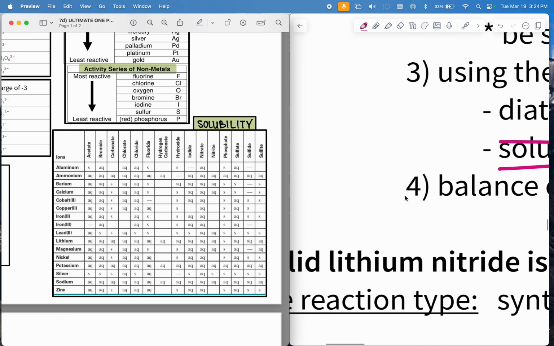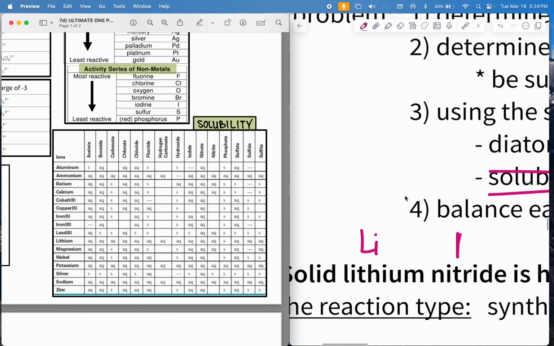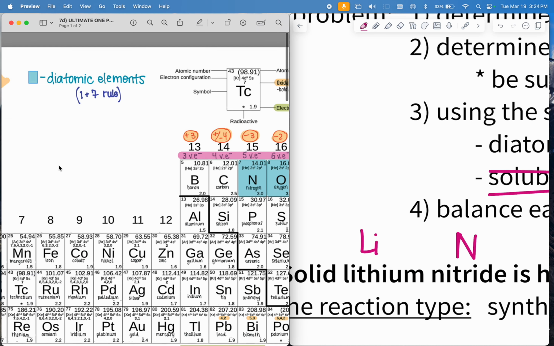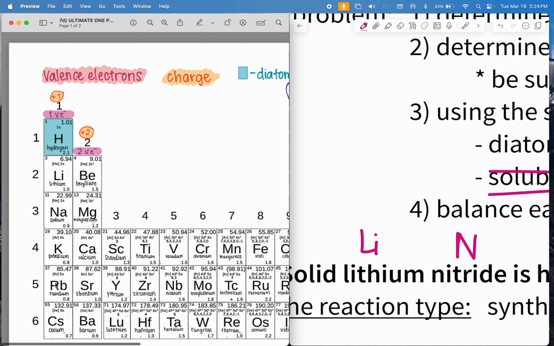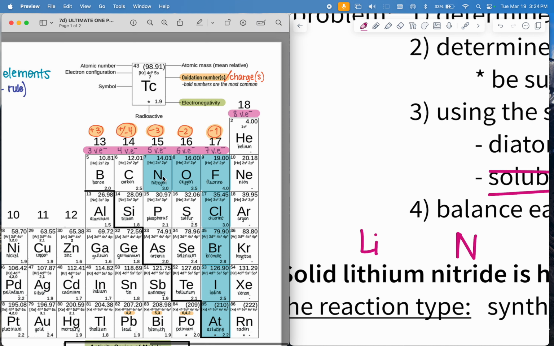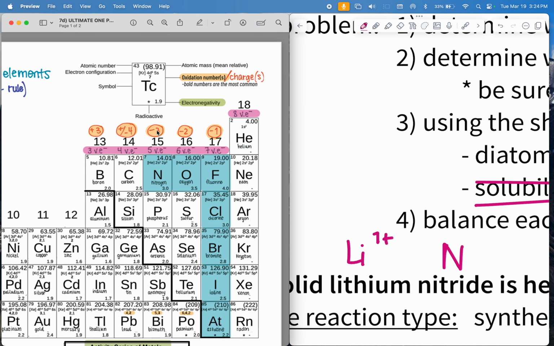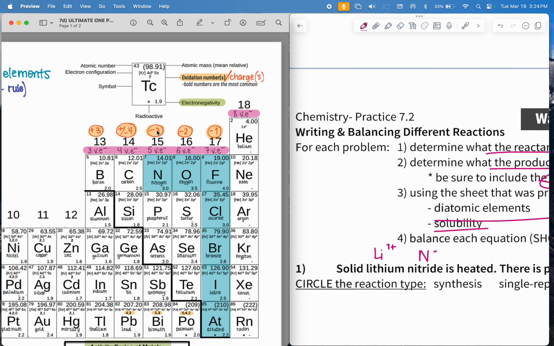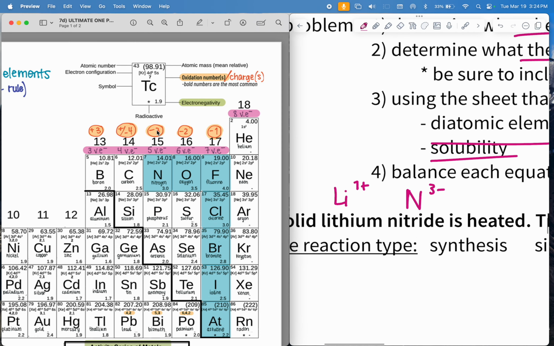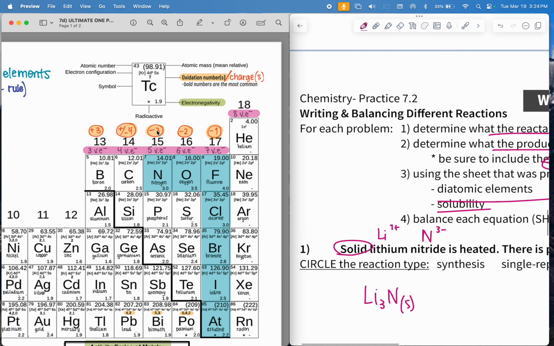So I have Li and N. Neither one of those is polyatomic. They're just going to be in our chart here. So I'm looking, again, at the charge for each of those. Lithium has a +1 charge. Nitrogen has a -3 charge. I'm adding that to my notes here. When I want this to balance, I'm going to need 3 lithiums for every 1 nitrogen. So I'm going to have Li3N. And I know that's solid because it told me that here.